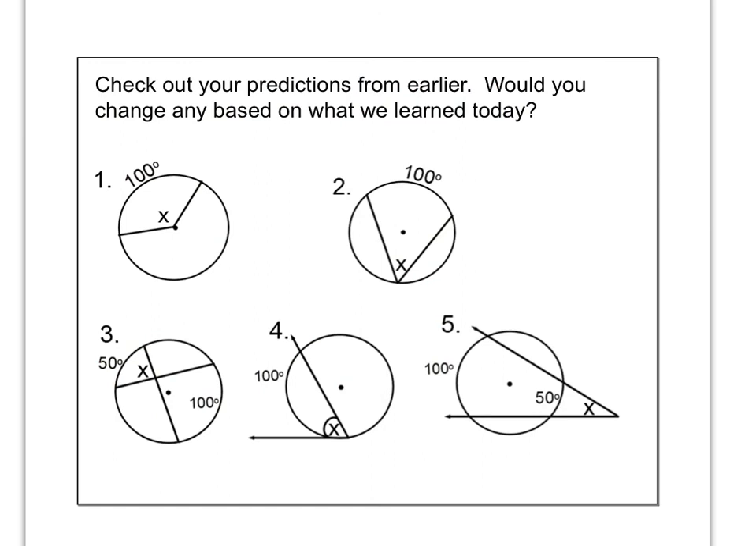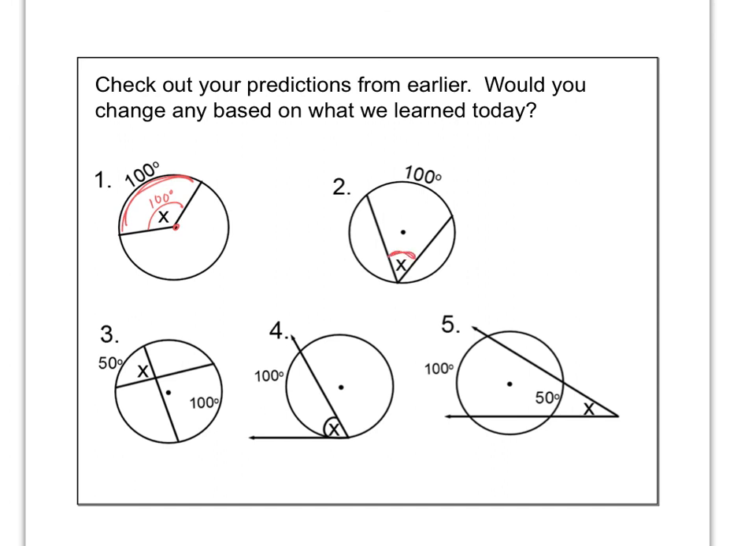Let's go back to your predictions from the beginning of the notes. So check out your predictions. Did you get these answers correct? This is a central angle. It's right at the center of the circle. It should be the same. So this one is 100 degrees. Central angles and arcs are congruent.